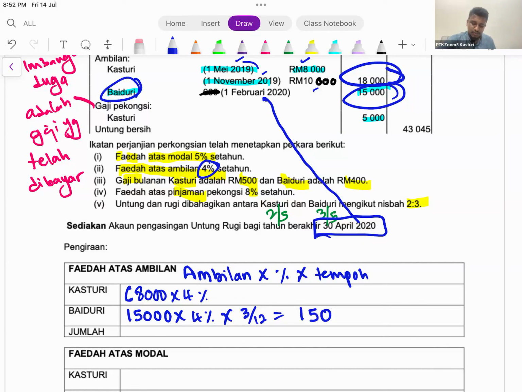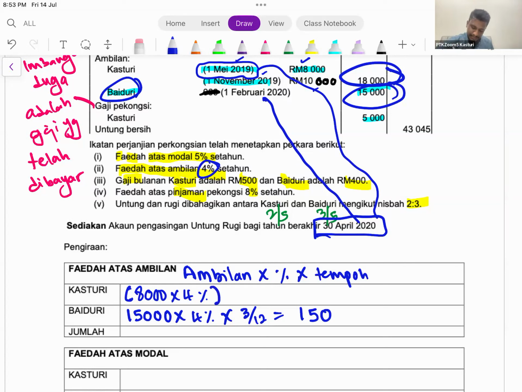1 Mei 2019 sampai ke 30 April 2020. How many months? May, June, July, August, September, October, November, December, January, February, March, April. 12. If 12 means what? 12 over 12, bermaksud is 1 lah. Consider 1, so no need. You get the same answer. So if 12 months, full year, no need to write the tempo.